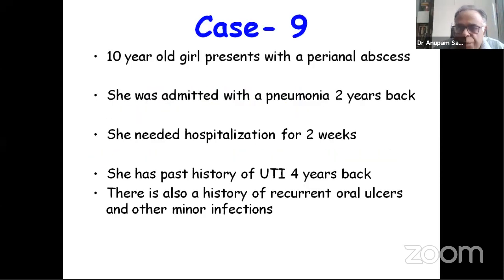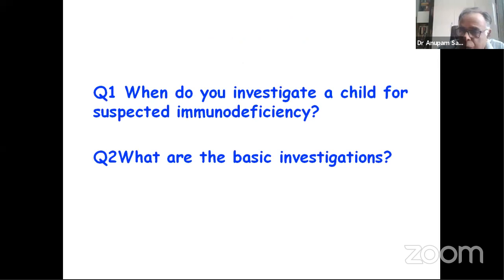Okay, a 10-year-old girl presented with perianal abscess. She was admitted with pneumonia 2 years back. She needed hospitalization for 2 weeks. She has a past history of UTI 4 years back. There is a history of recurrent oral ulcers and other minor infections. When do you investigate a child for suspected immunodeficiency, and what are the basic investigations?